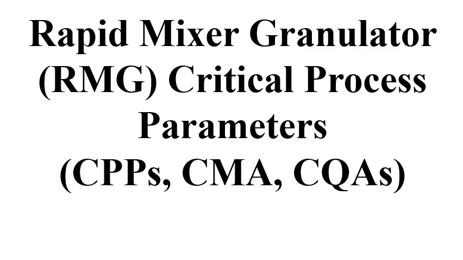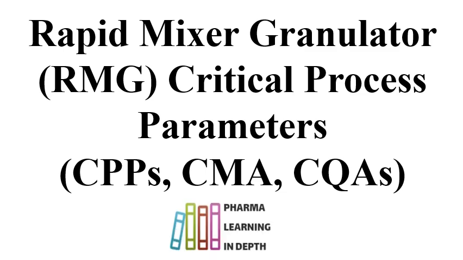Rapid mixer granulator, that is RMG, critical process parameters is the topic for the present video. In this video, we will learn regarding critical process parameters, abbreviated as CPPs, critical material attributes, abbreviated as CMAs, and critical quality attributes, as CQAs, for the rapid mixer granulator used in the pharmaceutical industry for making the granules.